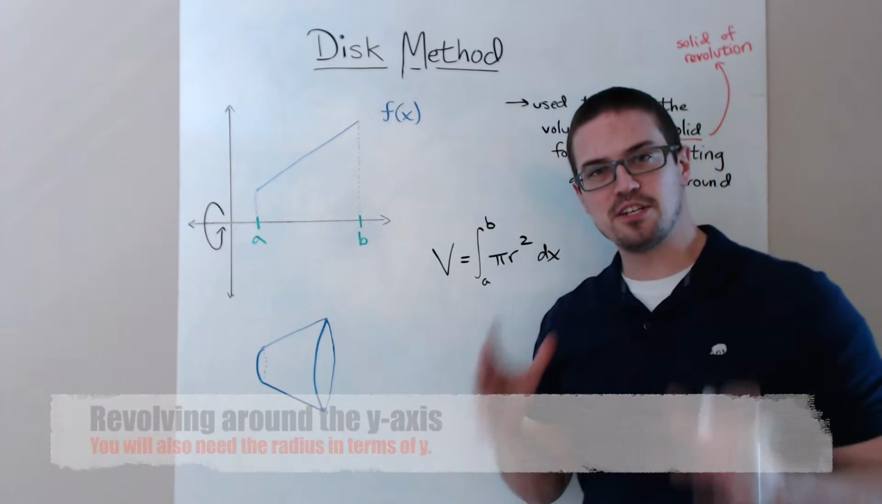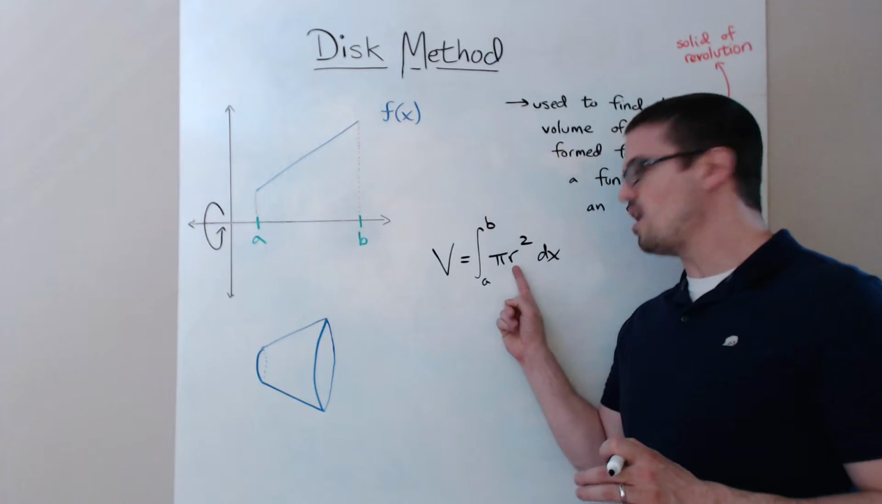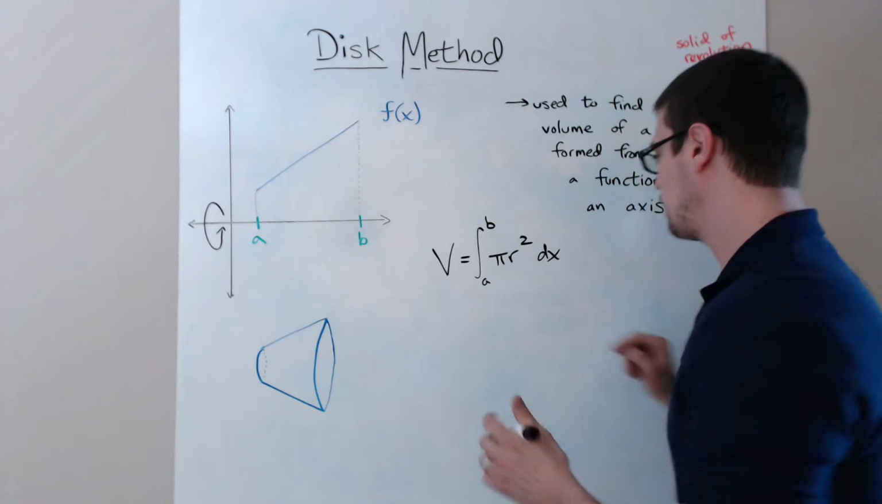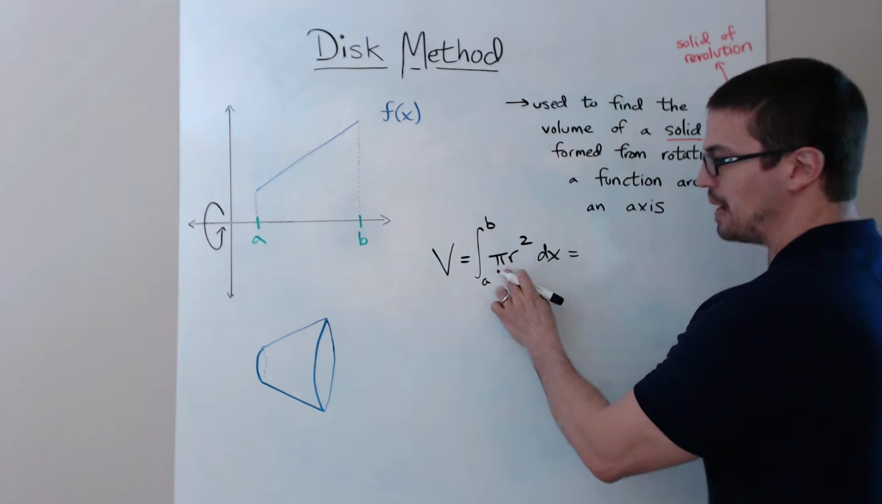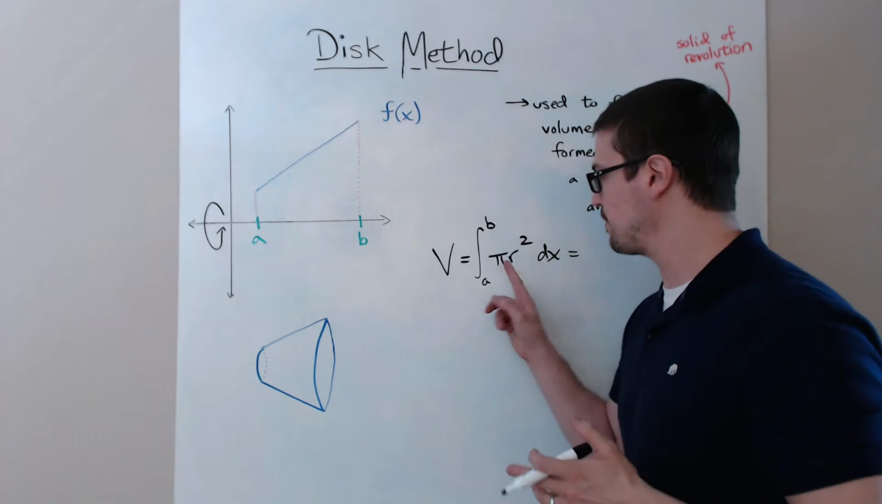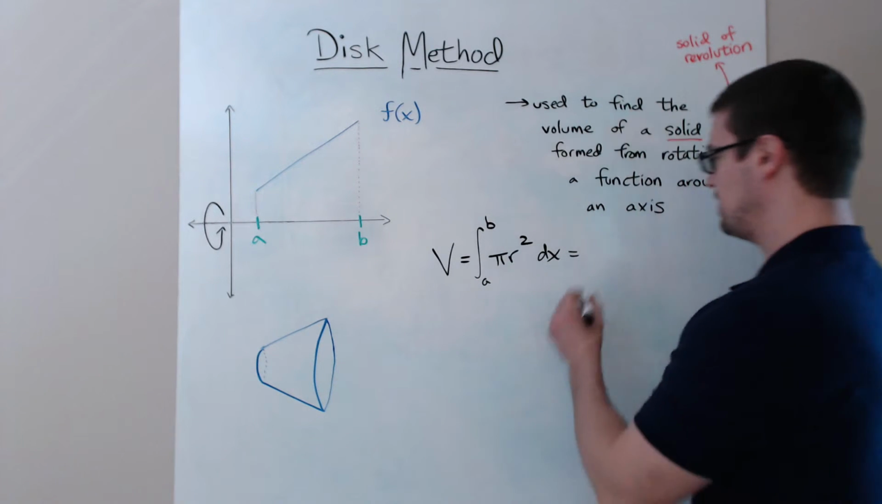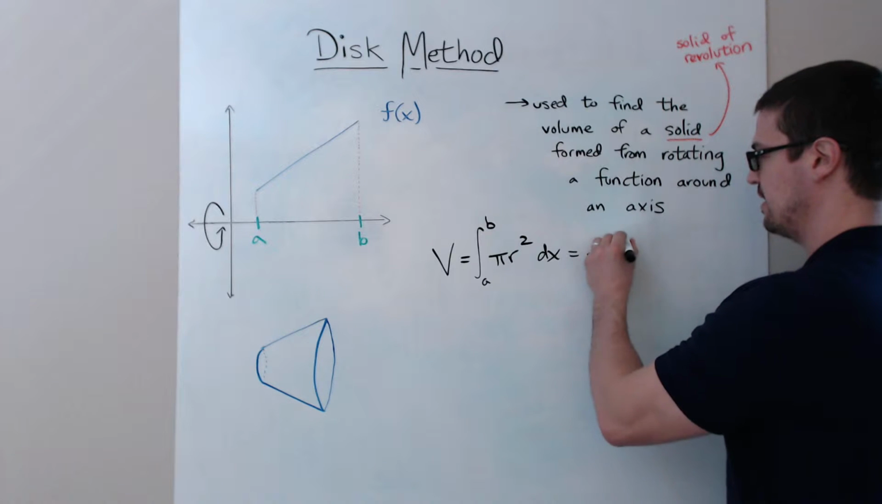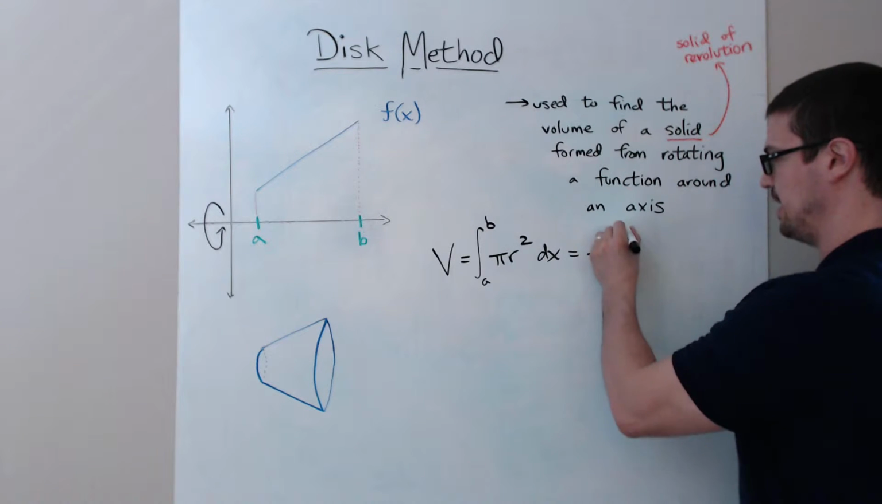From here we're going to simplify this a little more to get this r in terms of x. So what I'm going to do is rewrite this. This pi is a constant, so I'm going to put it in front of the integral. If you remember our integral properties, we are allowed to put constants in front of the integral. So we're going to end up with pi, and then it's being integrated from a to b.